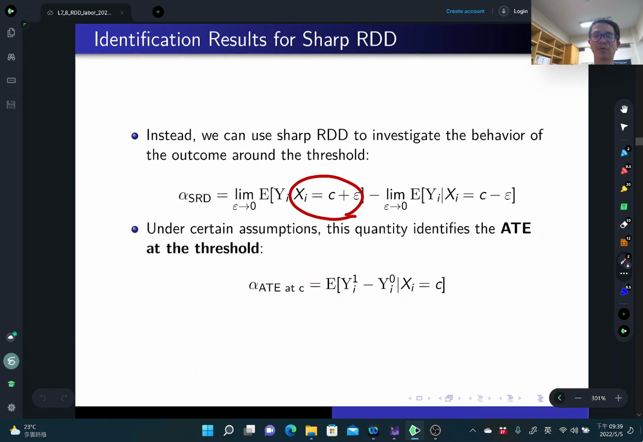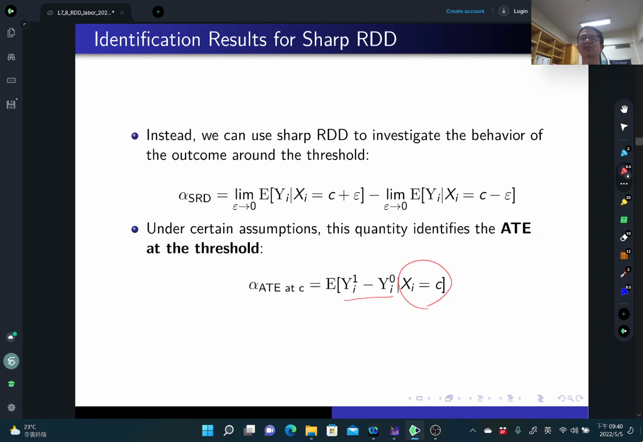Later, we will show that under certain assumptions, the difference in the observed outcome between the people just above the cutoff and just below the cutoff can help us identify the average treatment effect at the cutoff. So we can identify the average treatment effect, but not for the whole population, just for the people around the 21st birthday, just around 21 years old.